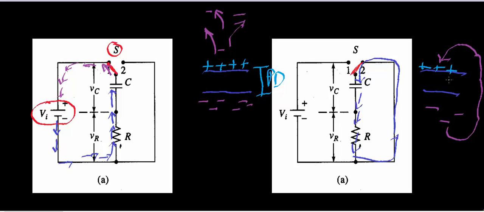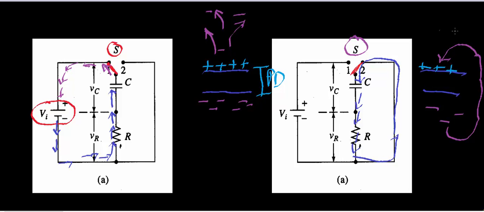Well, what you're going to do is you're going to eliminate the potential difference. So when you switch this into the 2 position as shown here, you eliminate the potential difference, and that's what we call discharging the capacitor, okay? So it loses its charge.